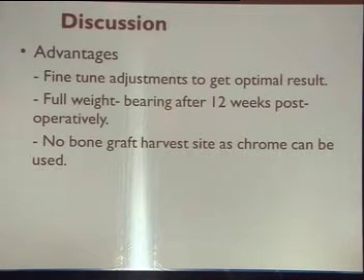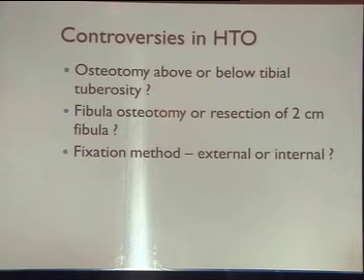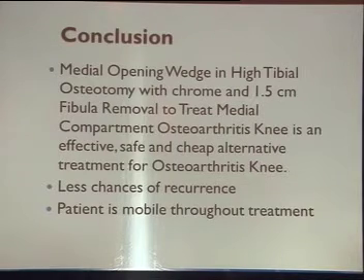Advantages: fine tune adjustment to get optimum results, full weight bearing after 12 weeks, no bone graft harvest site as Chronos can be used. Controversies in high tibial osteotomy: the osteotomy above or below the tuberosity, fibula osteotomy, a resection of 2 centimeter fibula, fixation method external or internal. Conclusion: medial opening wedge high tibial osteotomy with Chronos and 1.5 centimeter fibula resection in medial compartment osteoarthritis of the knee is an effective, safe, and cheap alternative treatment of osteoarthritis knee.